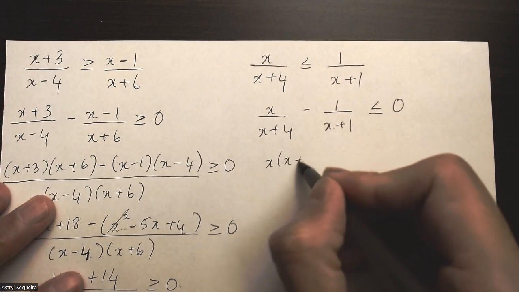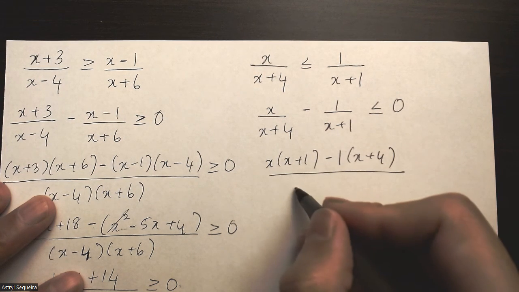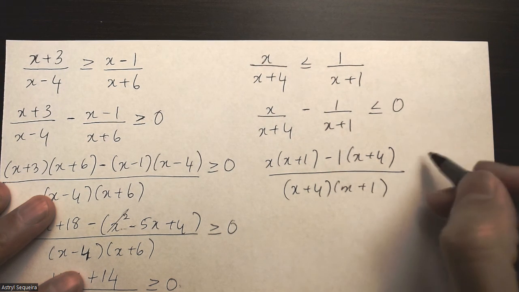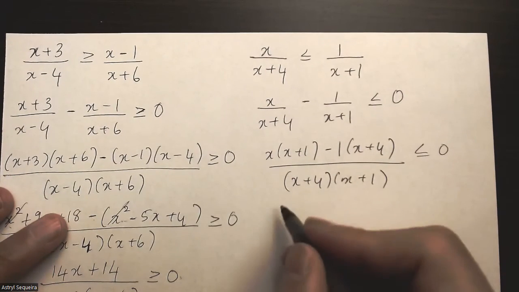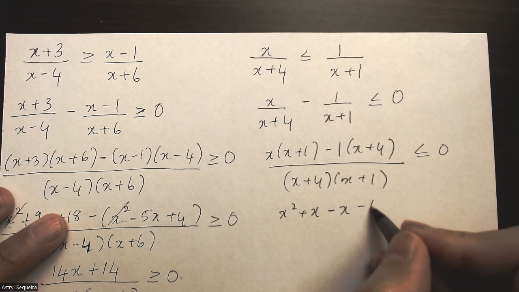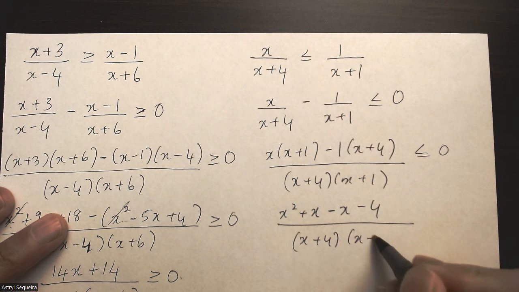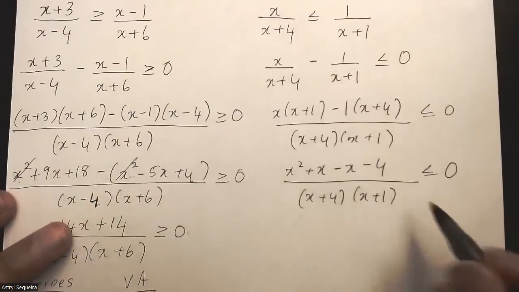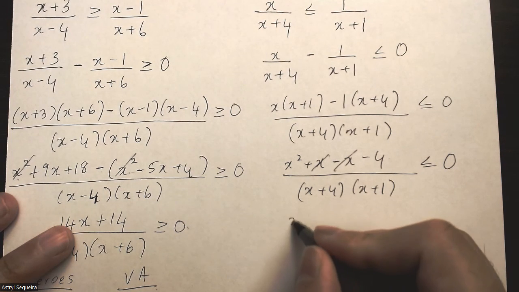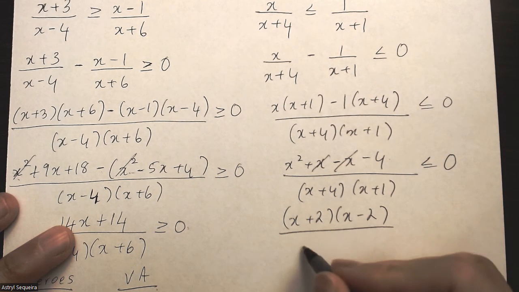So x times x plus 1 minus 1 times x plus 4, divided by the common denominator, which is just x plus 4 times x plus 1, less than or equal to 0. I'll just expand the top and combine like terms. X squared plus x minus 4. Denominator doesn't change, it just stays in factored form. These two cancel, so I'm just left with x squared minus 4 on the top, and if I factor that, it's x plus 2 times x minus 2. Bottom is still the same.